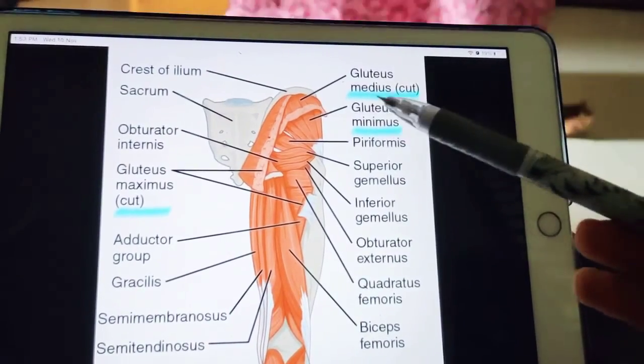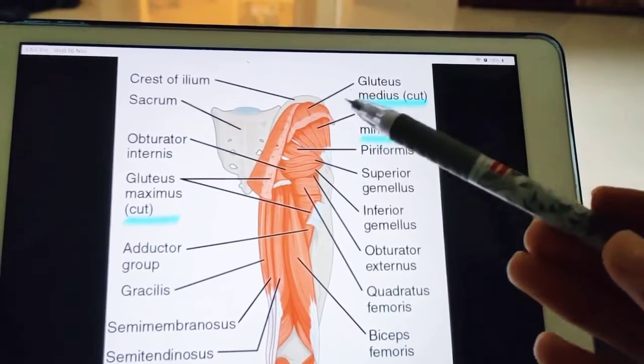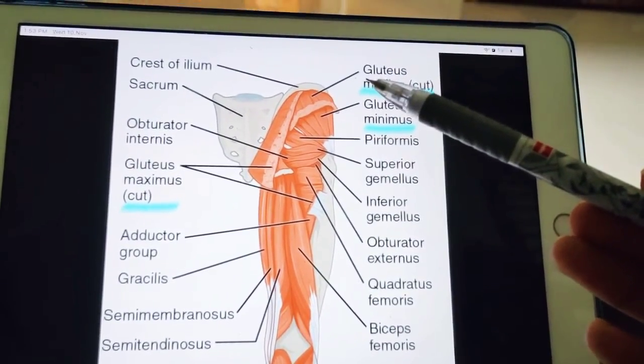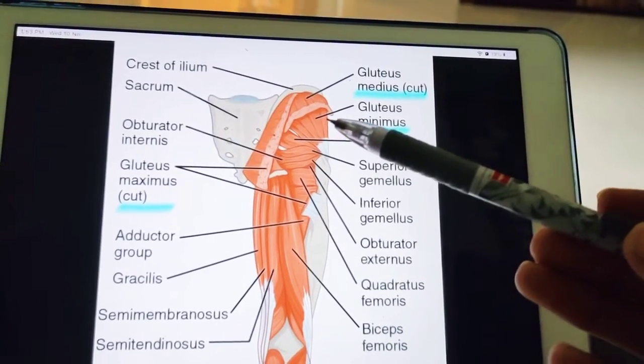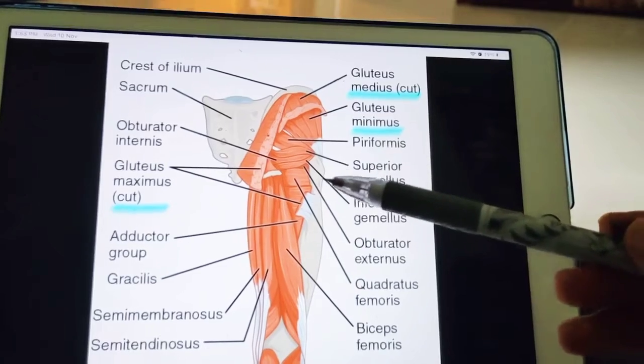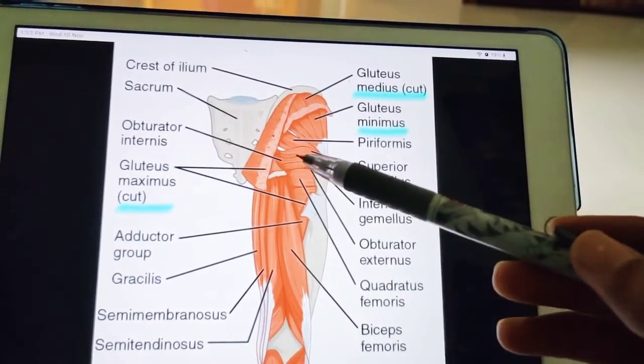The next main muscle is the gluteus minimus, and after that comes the gluteus medius. You can see the cut end of the gluteus medius here. So there are the gluteus maximus, medius, minimus, and also the piriformis muscle and the superior and inferior gemelli. You can see the superior and inferior gemelli, and also the obturator internus muscle, this one.